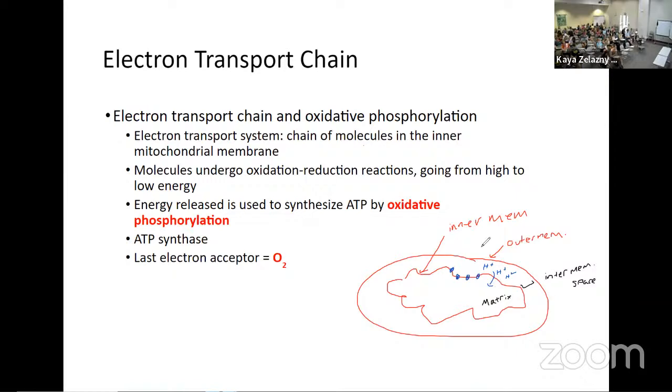So we're releasing this potential energy held in this gradient to synthesize ATP, which is different than an enzyme picking stuff together, putting it together, pulling it apart, which is why we have a separate name. So this is the oxidative phosphorylation step. That is where we're going to be using our oxygen right at the end of the electron transport chain as we're getting ready to release this hydrogen ion gradient.